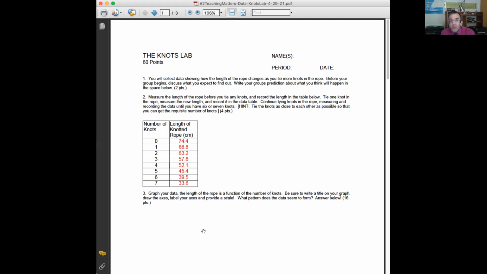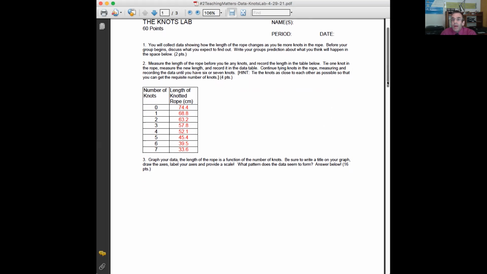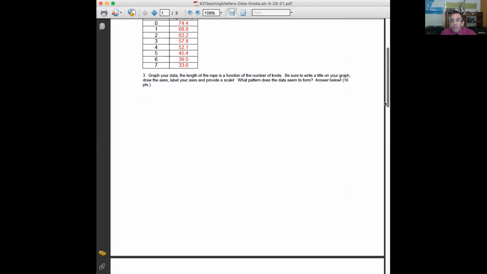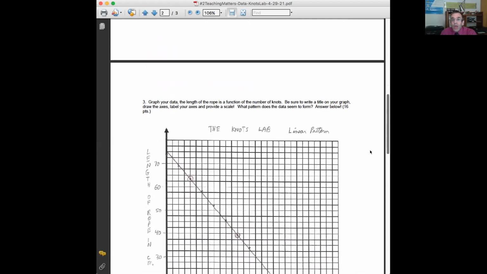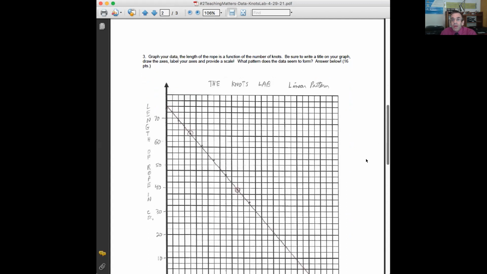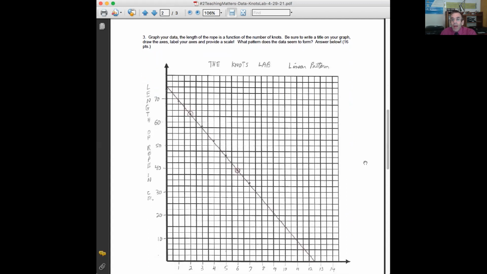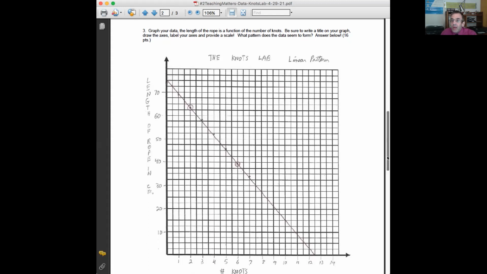And one of the things we want to look at is what the data is going to look like after we plot, which will make things come to life even more. So I have provided students with a grid, and what they have to do is label their axes, put in a scale, and title it. These are basic proficiencies that students need to do in an algebra class, knowing how to set up a scale and plot points. So we have the length of the rope in centimeters on the vertical axis, the number of knots on the horizontal axis.